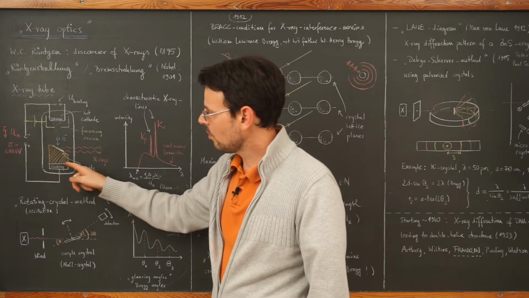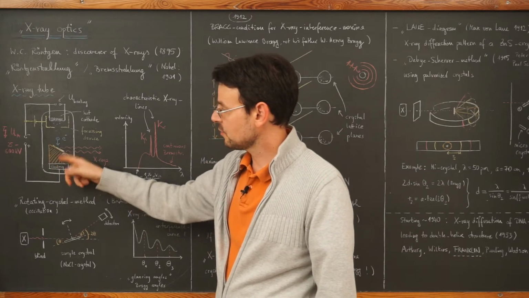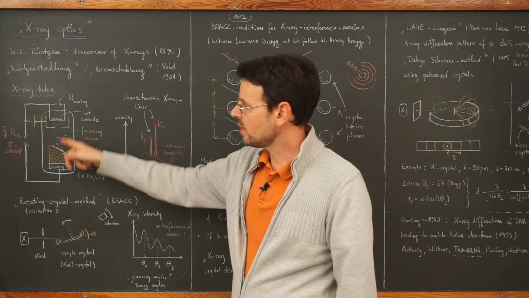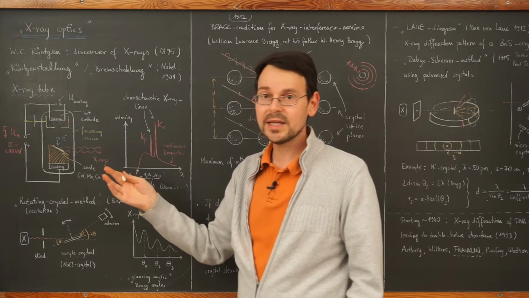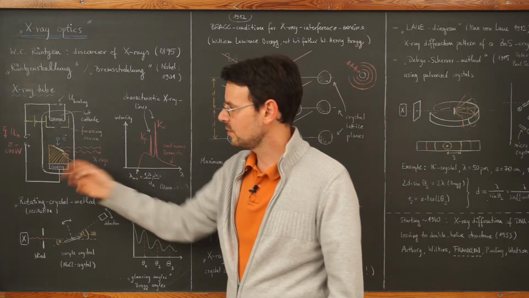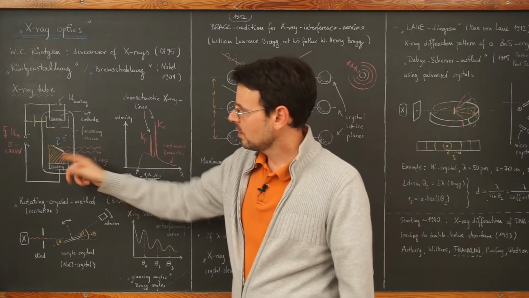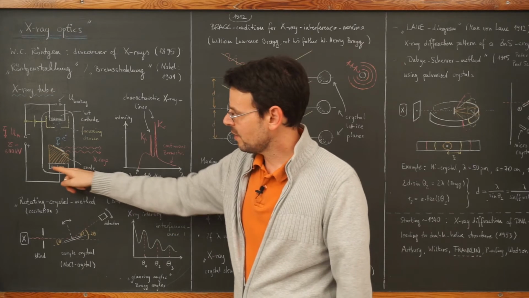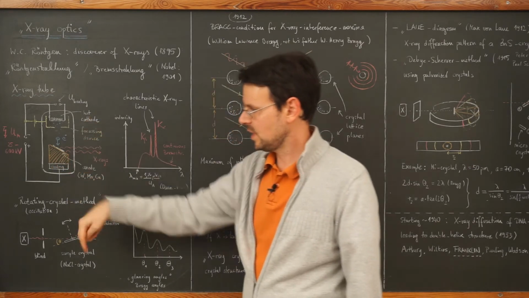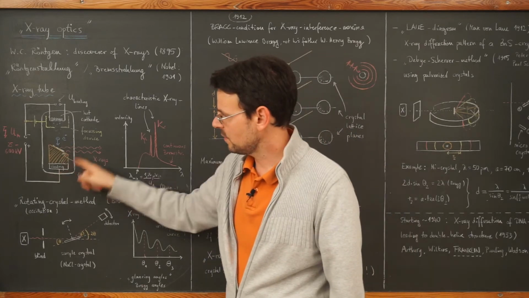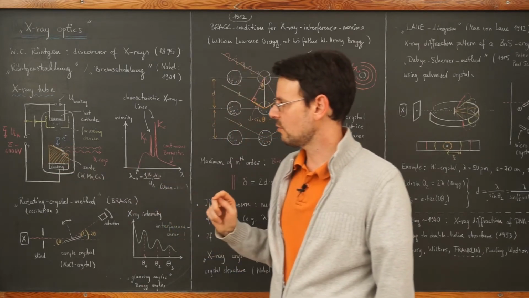Here, this whole copper block actually is just for cooling, because only about 1% of the energy gets transformed into radiation and 99% heats up the anode. And in bigger X-ray tubes, you have extra cooling devices with water cooling, for example, where water flows in and out. So this whole thing is simply for cooling.